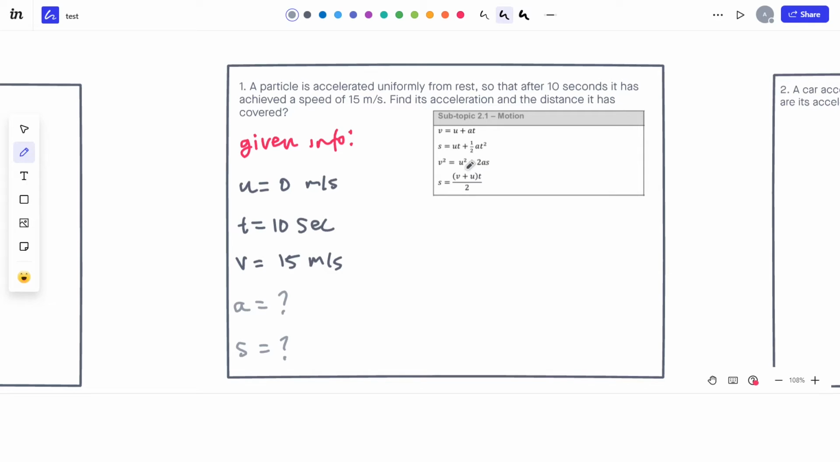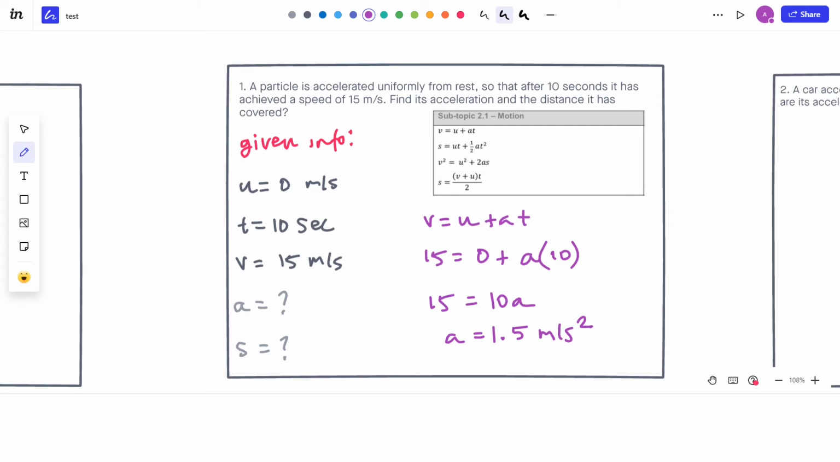So let's start by finding A. If we look at the first equation, we are seeing that velocity, initial velocity, acceleration, and time is included. And since 3 are known and 1 is unknown, we can go ahead and use the first equation. So I'll just write down the equation here so people are aware of what equation I'm using. So final velocity is 15, initial 0. Acceleration is what we're trying to find. And time we're given as 10. So we get 15 equals 10a. And so acceleration is, I believe, equal to 1.5 meters per second squared.